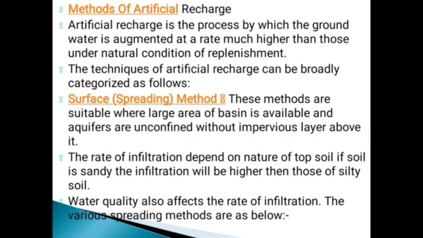Next, what are the methods of artificial recharge? The techniques are surface methods, that is, spreading methods. These methods are suitable where a large area of basin is available and aquifers are unconfined without an impervious layer above them. The rate of infiltration depends on the nature of the topsoil. If soil is sandy, the infiltration will be higher than that of silty soil. Water quality also affects the rate of infiltration. The various spreading methods are given below.